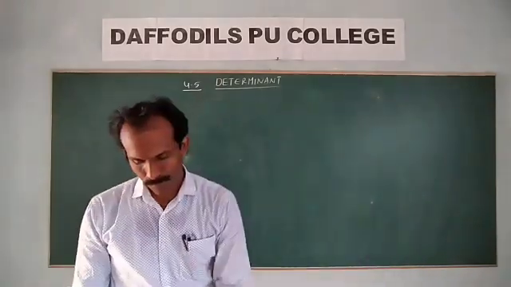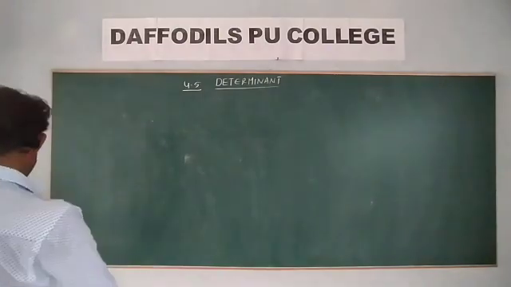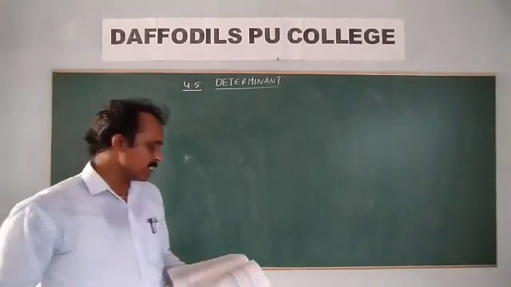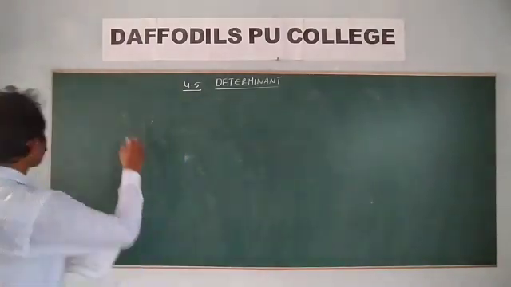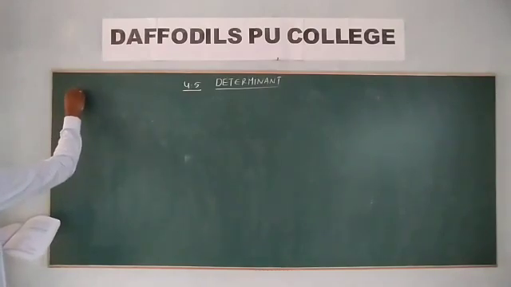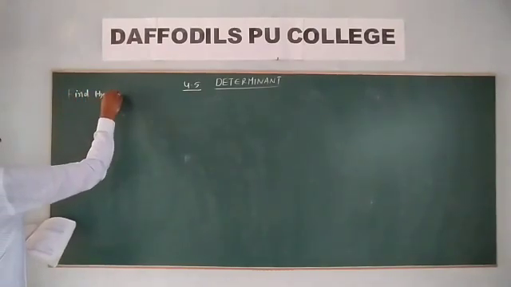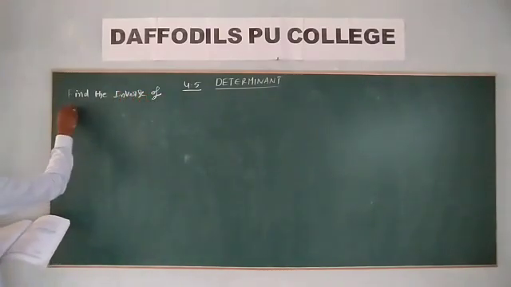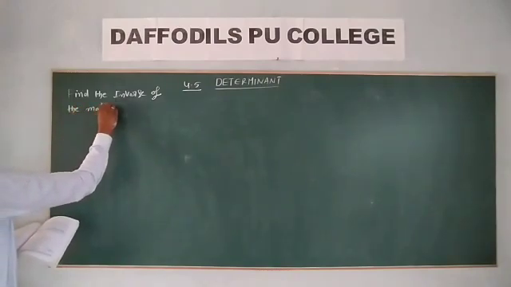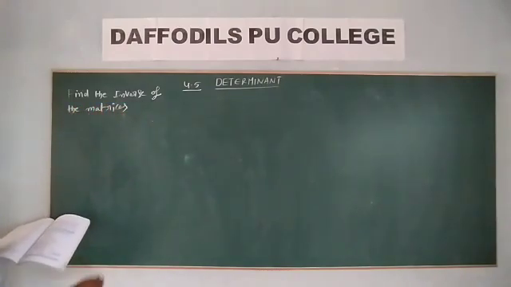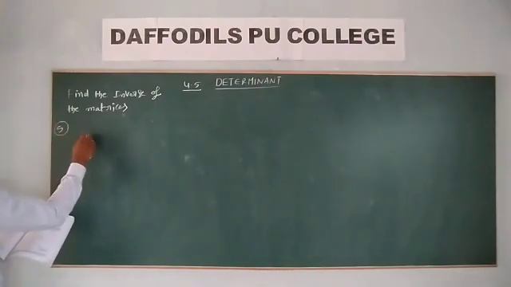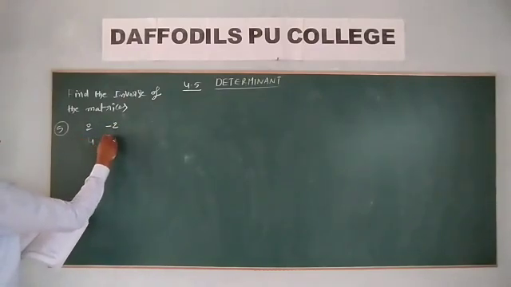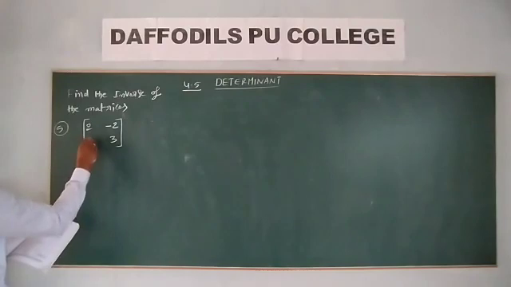See the next problem. Find the inverse of each of the matrices given in the exercise. Okay, fifth problem: 2 minus 2 4 3. This is a 2 by 2 matrix.